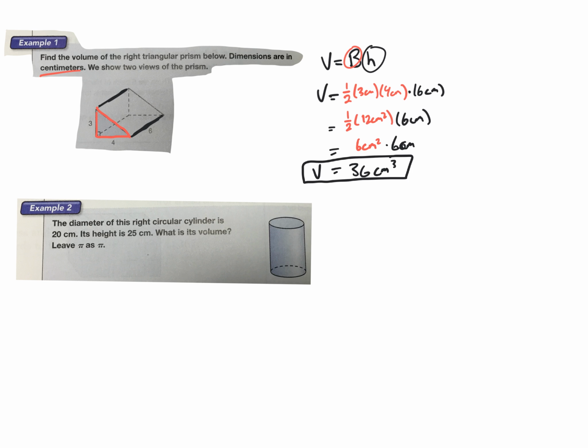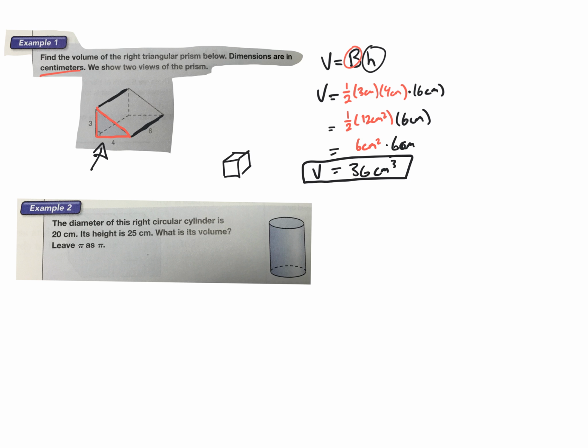So I could take 36 of those. I would probably have to cut them, strangely, of those cubes that are 1 centimeter on each length. But I could fit 36 of them inside of that triangular prism there.